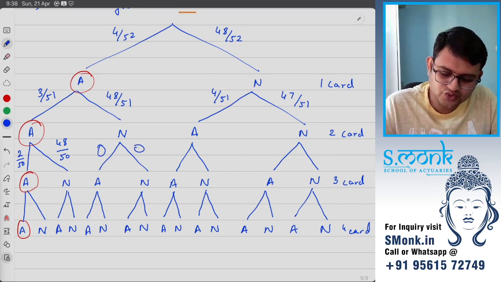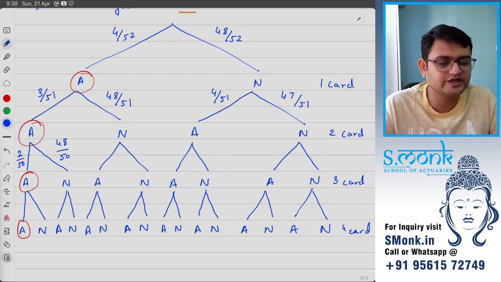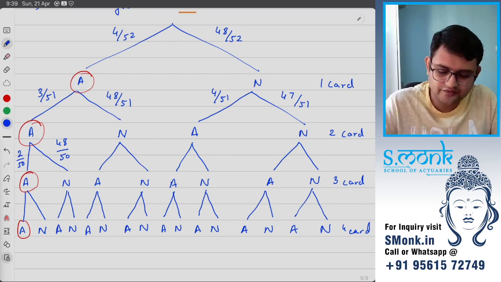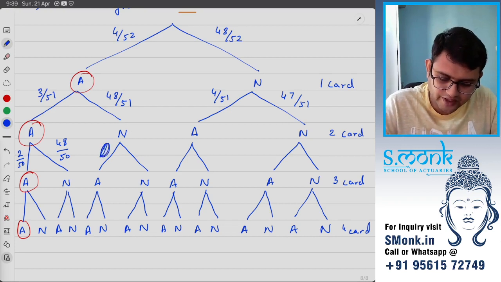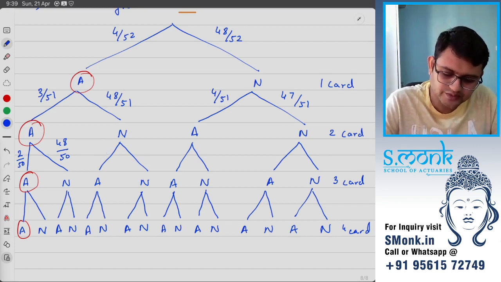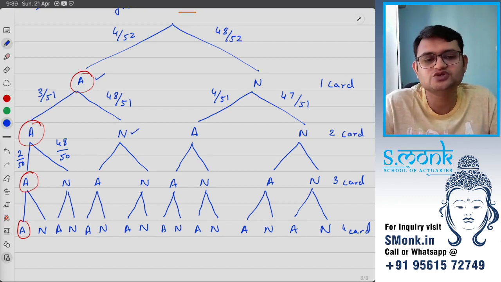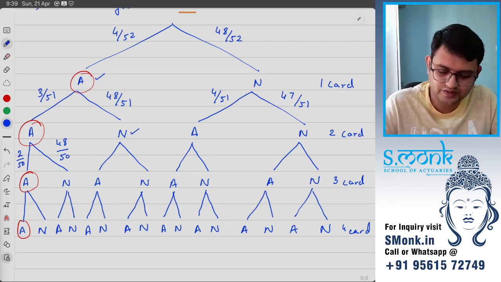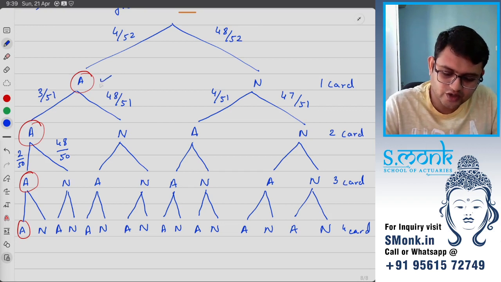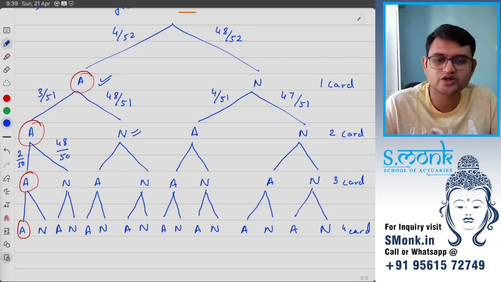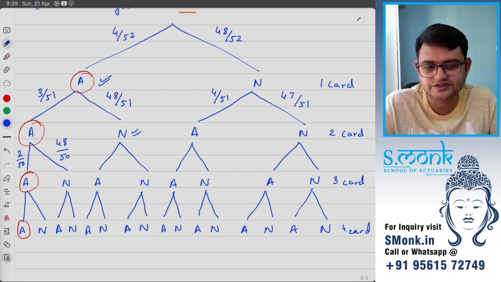I'll do these two just so that we understand what's going on. If I am at this point, I'm saying I have got an ace, I've got any card that is not an ace. First card I got an ace, second card I got not an ace.